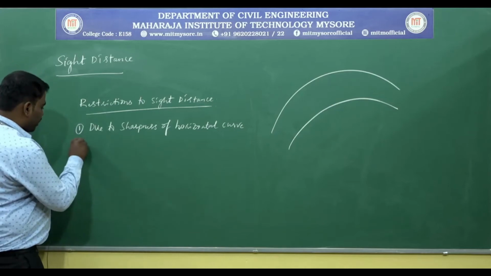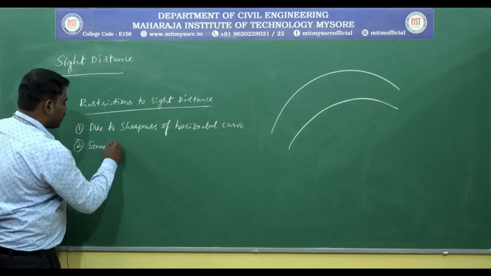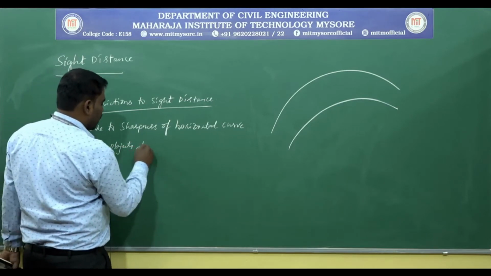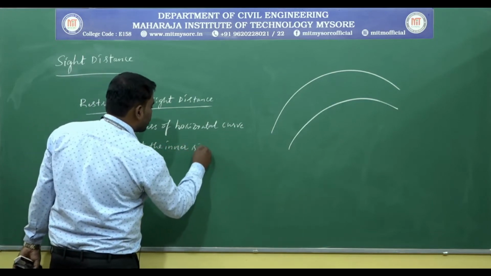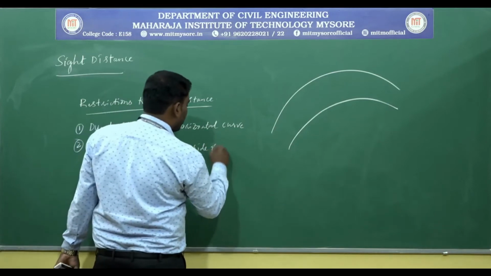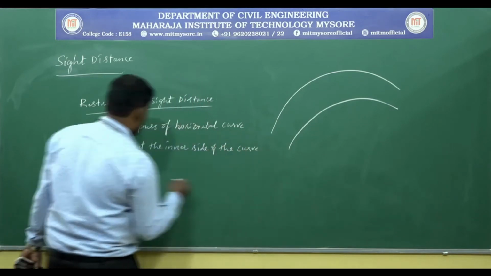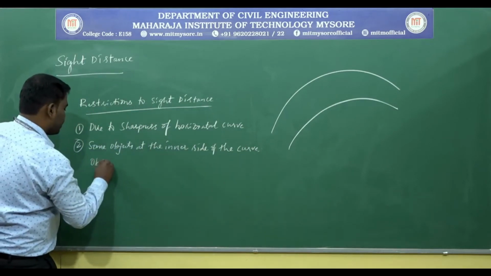And the second one is some objects at the inner side of the curve obstructing visibility.